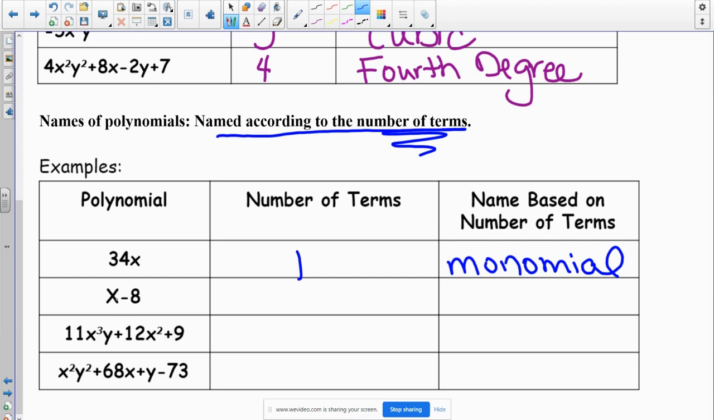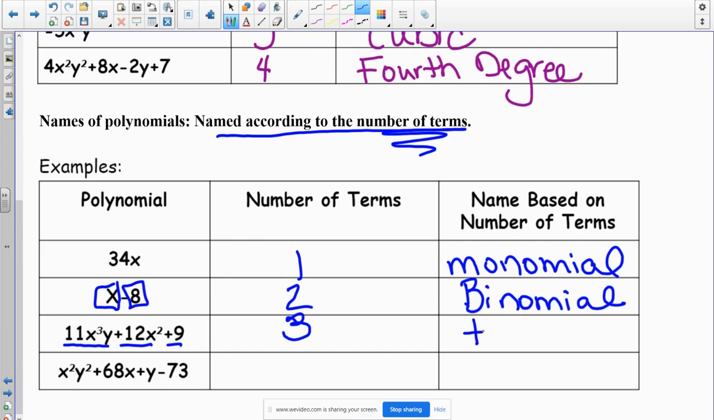We look at this one. This one's 2 terms. So here's one term, and remember, terms are split with addition or subtraction. Here's your second term. So that's 2 terms, which is called a binomial. Here's our next example. Here's 1 term, 2 terms, and 3 terms. That's called a trinomial. And then our last one here, 1, 2, 3, and 4 terms.